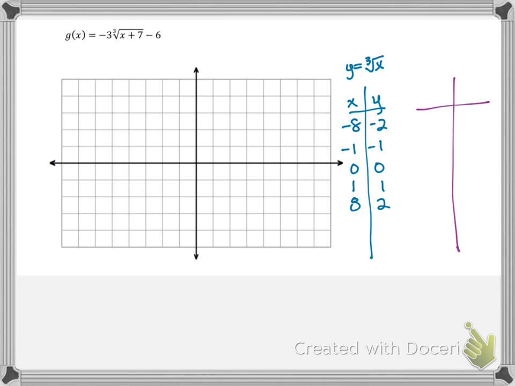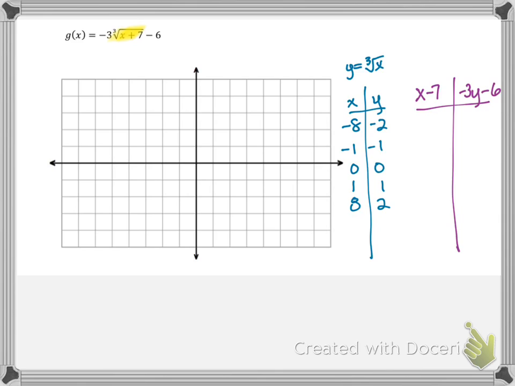Everything inside a radical gets applied to the x, so all I'm doing is taking all my x coordinates and sliding to the left 7, so x minus 7. Your horizontal and vertical transformations do not affect each other, so it doesn't really matter which one you do first. And then for your y, looks like I have to multiply the y by negative 3 and then subtract 6. Multiplying the y by negative 3, that's going to be your stretch and your reflection. And then I'm going to slide down 6, so minus 6.